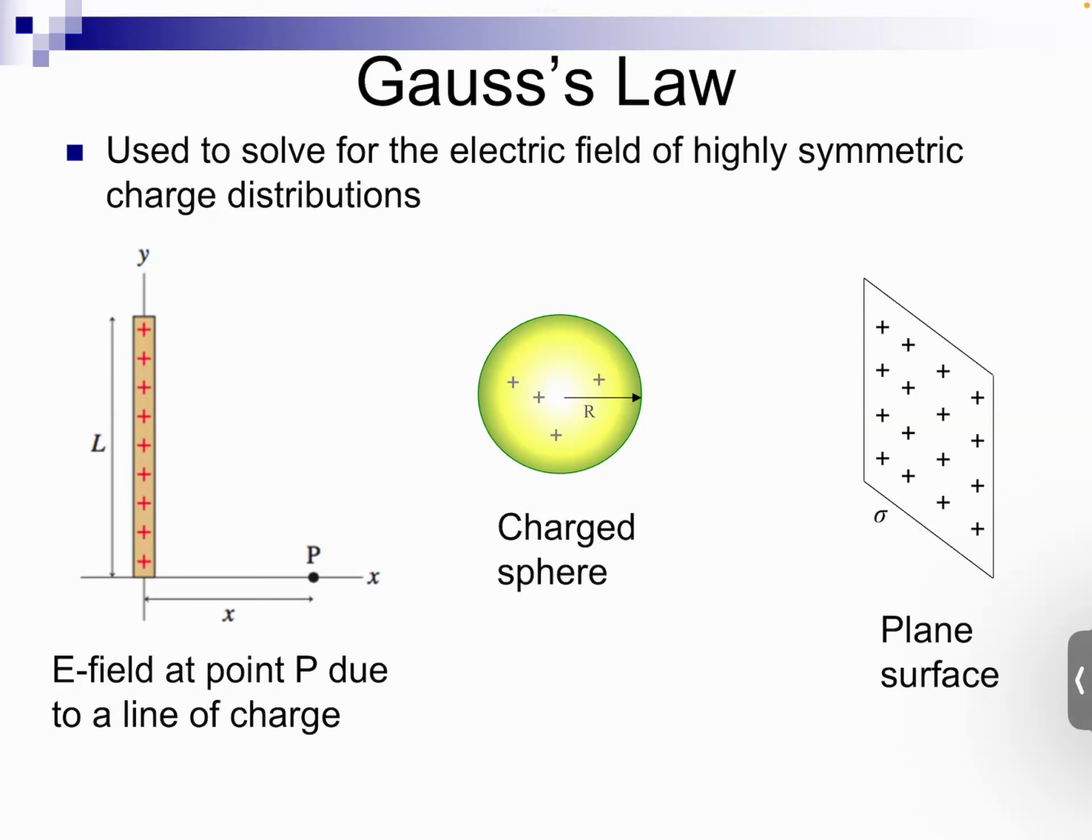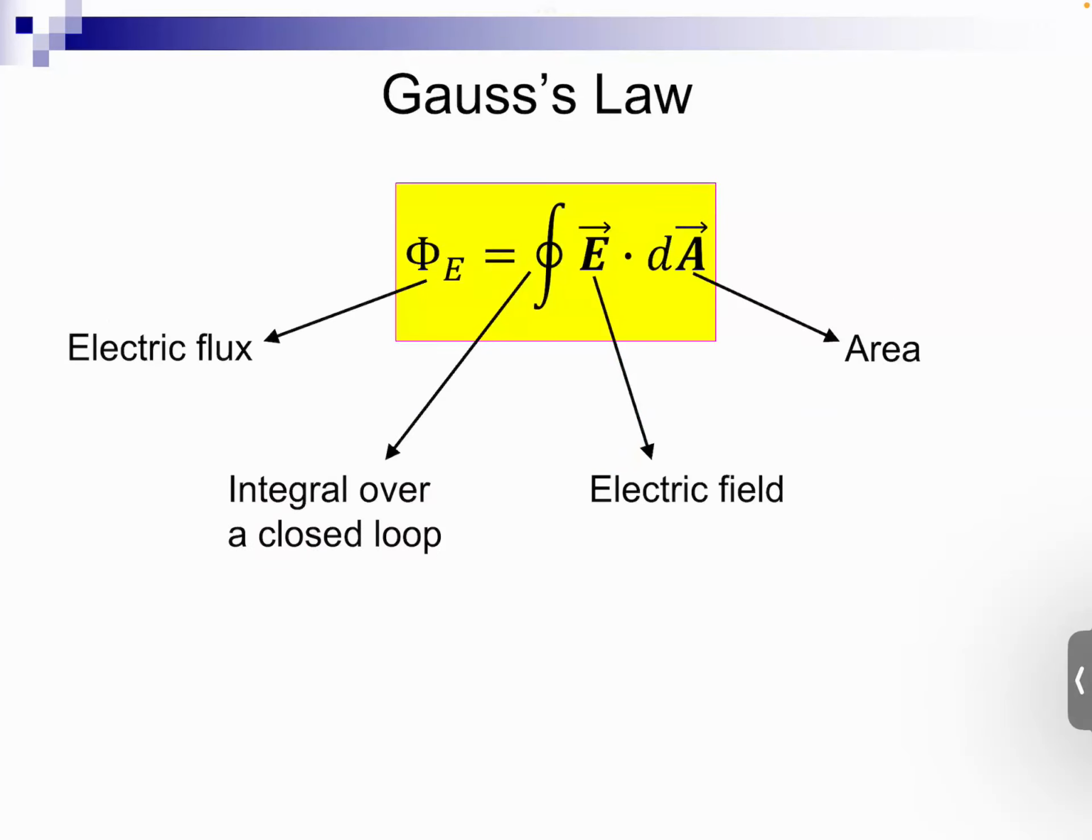Gauss's law is used to solve the electric field of highly symmetric charge distributions. The key there is highly symmetric charge distribution. So in this course, we will just look at these three distributions: if you have a line charge, if you have a sphere that is charged, or if you have a plane, a sheet of paper that is charged, for example.